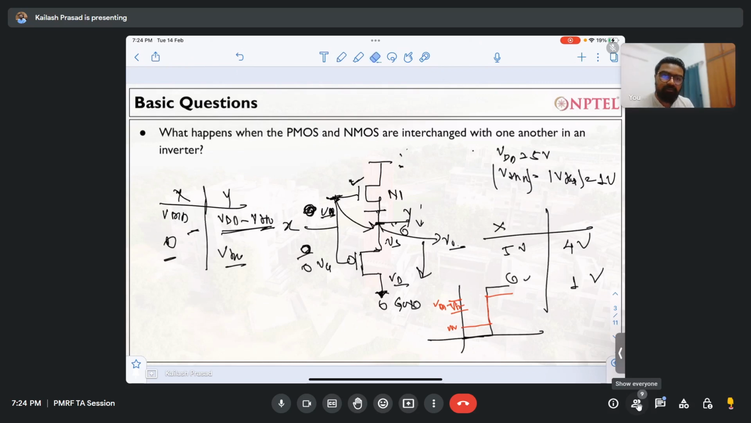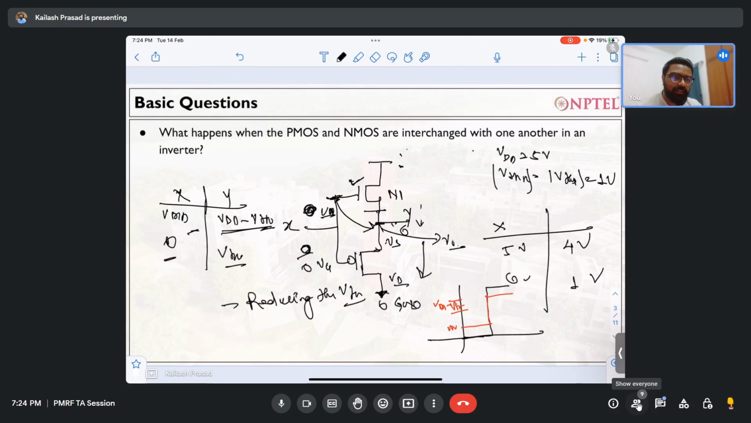Reducing the threshold voltage as low as possible. Okay, that's an interesting statement. Now the question I have: do I design transistors as a circuit designer? The answer is no. The transistors are designed by the foundry. They give you a transistor with a certain threshold voltage.